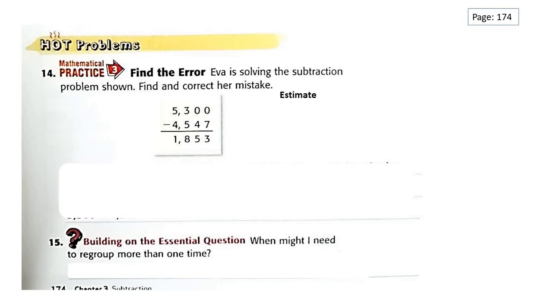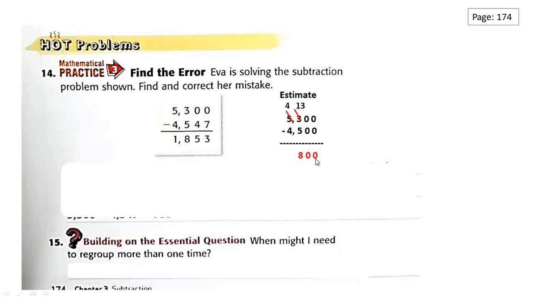The first step is to estimate the difference to check if the answer that Eva gets is correct or not. Let's estimate the difference. 5,300 is already a hundred, and the second number is going to be 4,500 if we round it to the nearest 100. The difference is simply 0 minus 0 equals 0, and again 0 minus 0 equals 0. 3 minus 5, we cannot subtract them, so we have to regroup. This 5 is going to be 4, and this 3 is going to be 13. So 13 minus 5 equals 8, and 4 minus 4 equals 0, like this.